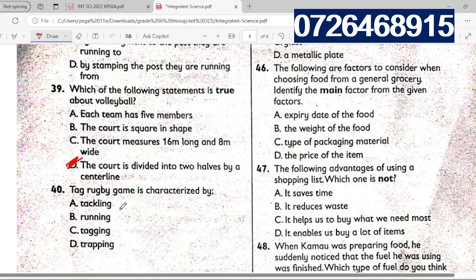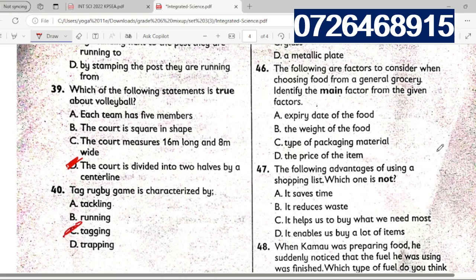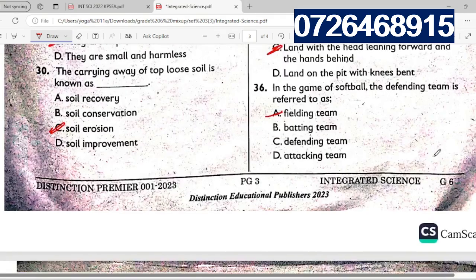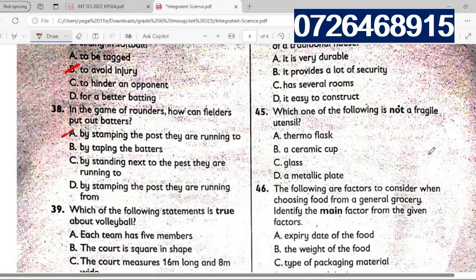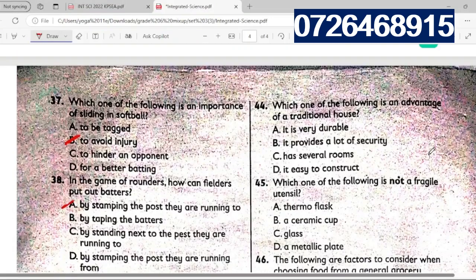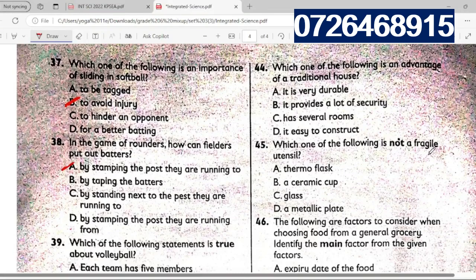Tag rugby game is characterized by tagging. Which of the following is an advantage of a traditional house? They are easy to construct.